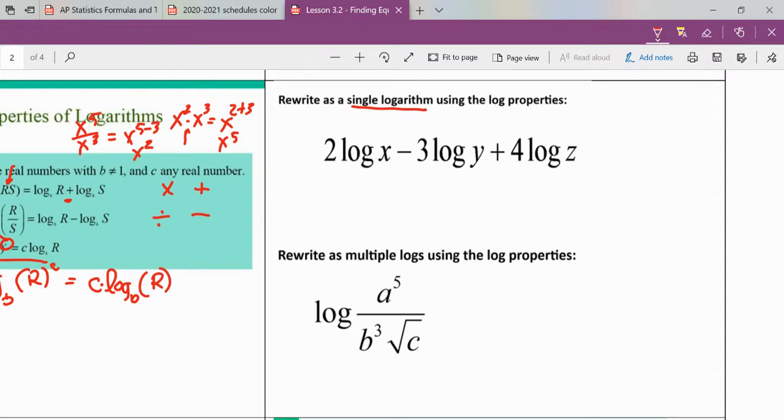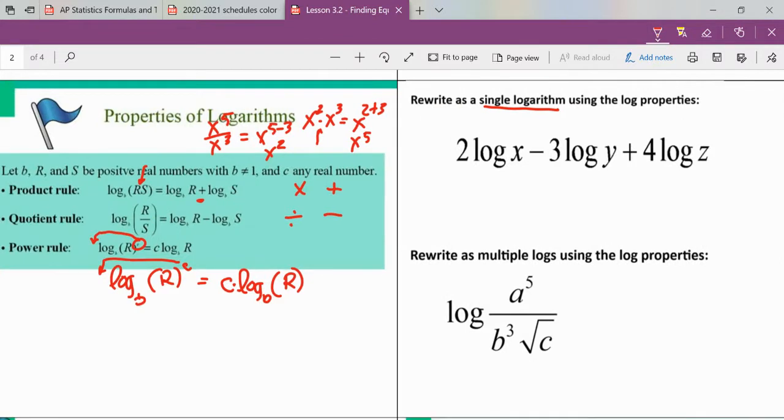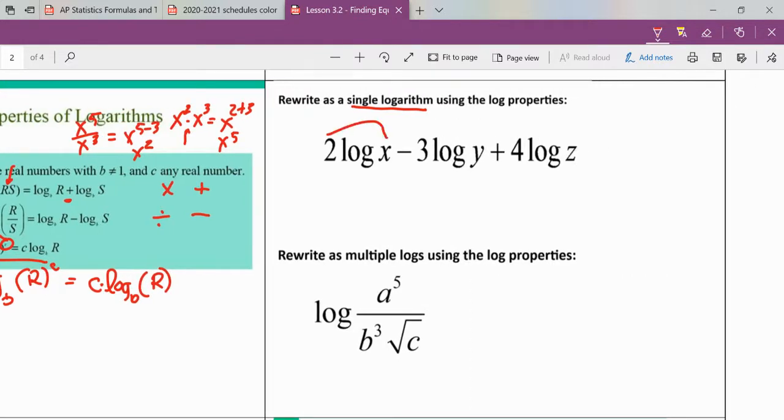So what I see here is a number out front. Well, I can use that last property over here kind of in reverse. If it's out front, I can bring it back on top as an exponent. So I know I could bring this up there and make this log x squared. And this would be minus, take that 3 and bring it on top there. So it would be minus log of y to the 3rd. Same thing here. And that as plus log of z to the 4th.